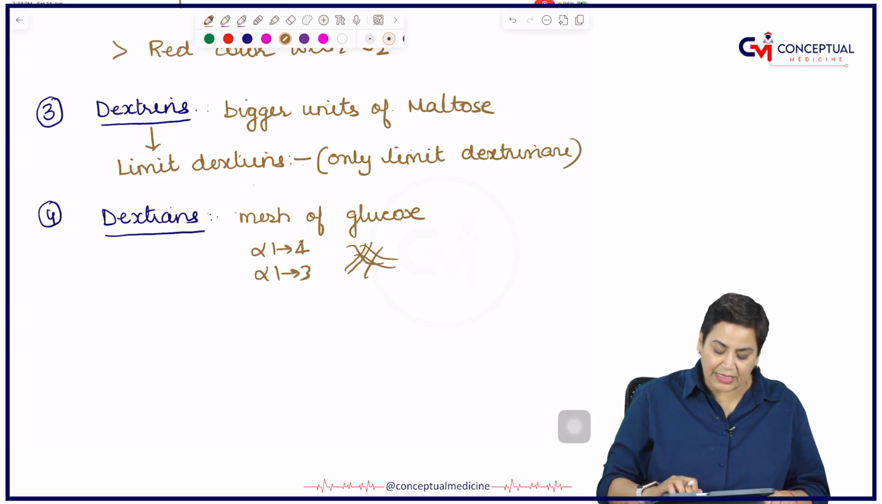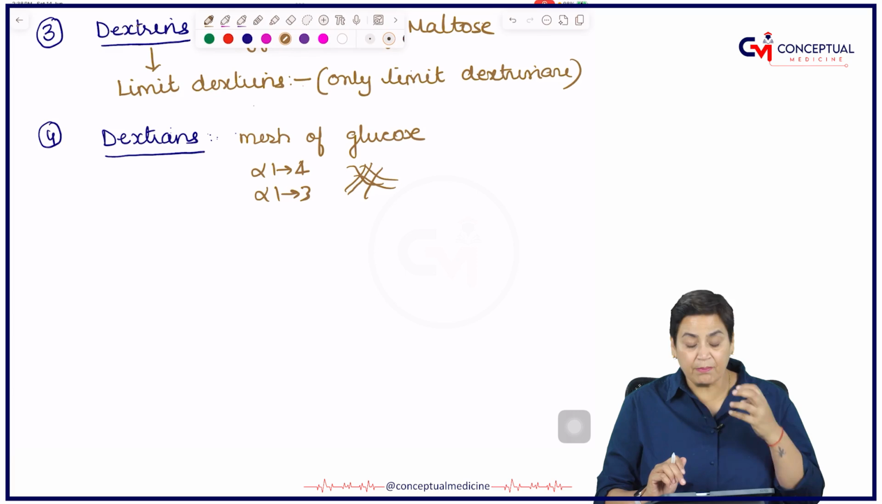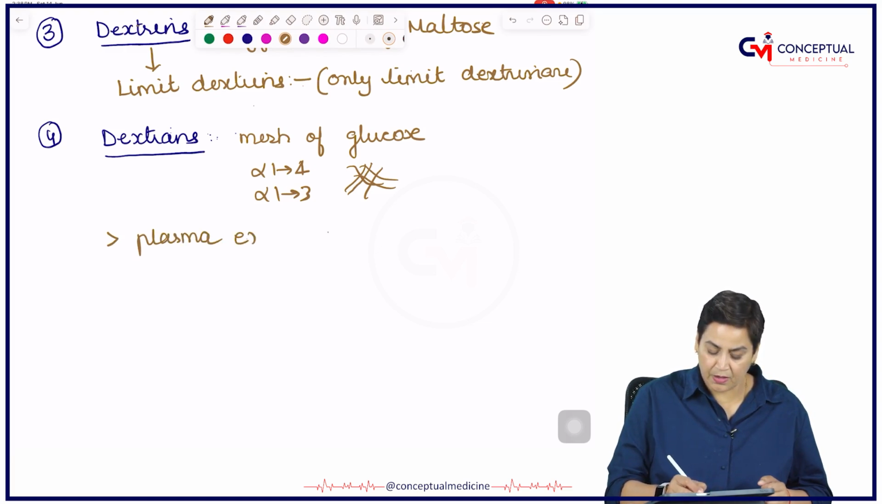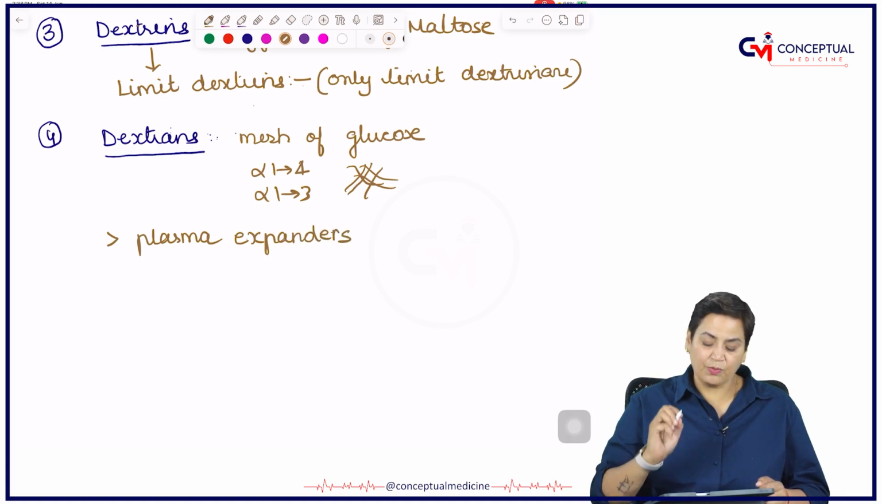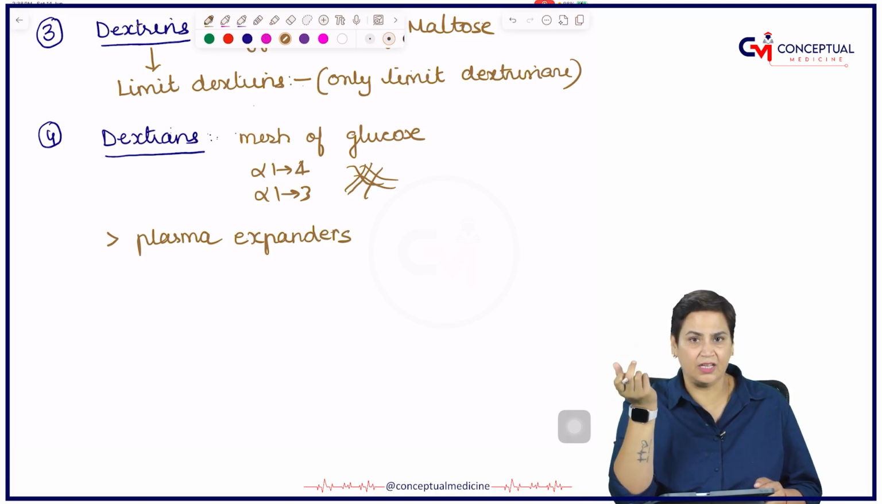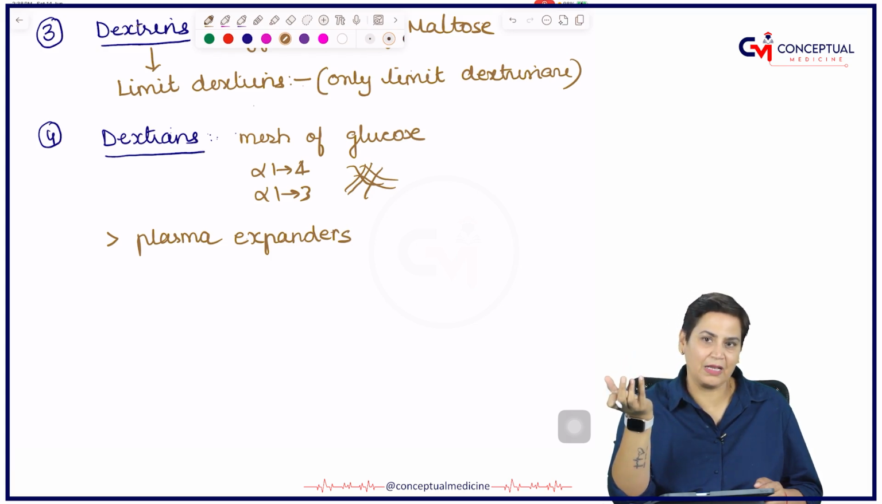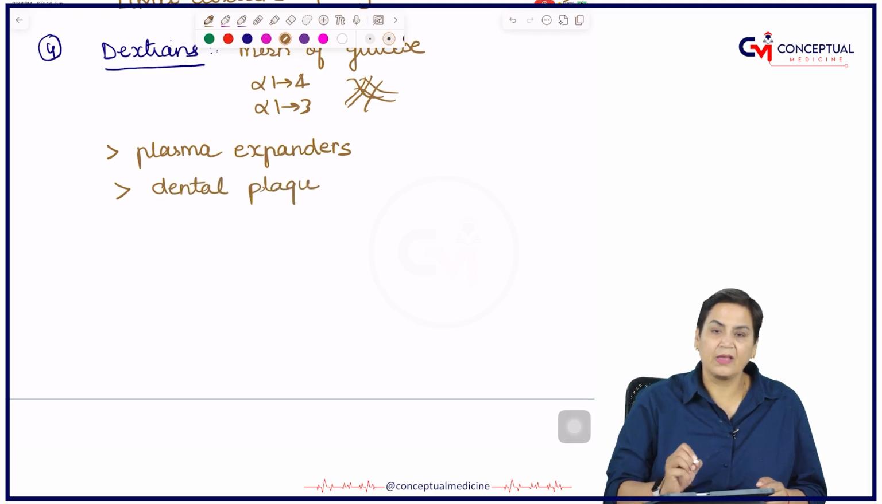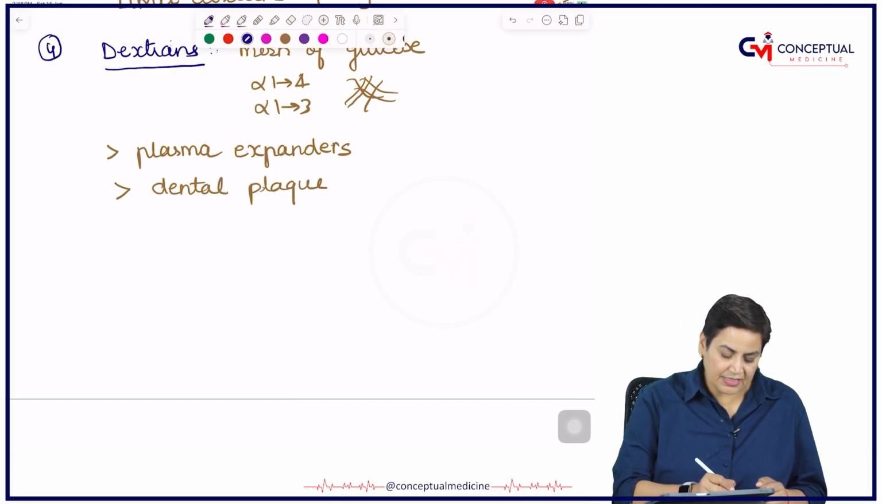The most important clinical importance of dextrans is that they are plasma expanders. Very, very important. So in case of any injury, an infusion of dextrans is given, and it is going to expand the plasma. They are also involved in dental plaque. And then comes the last one, cellulose.